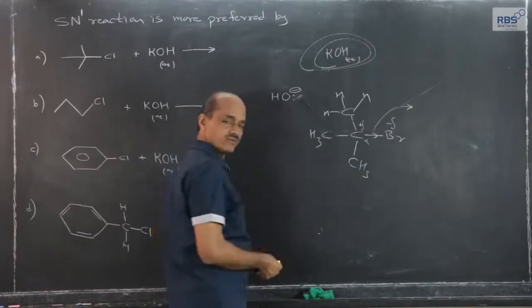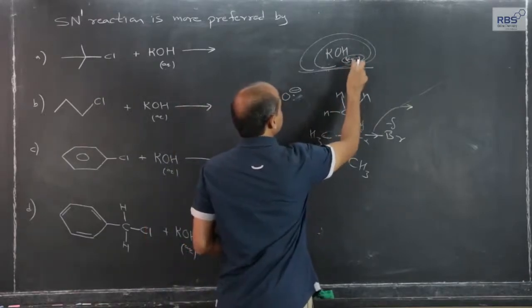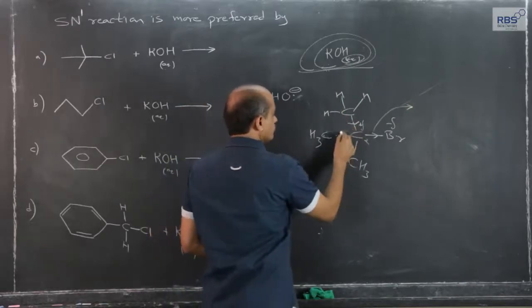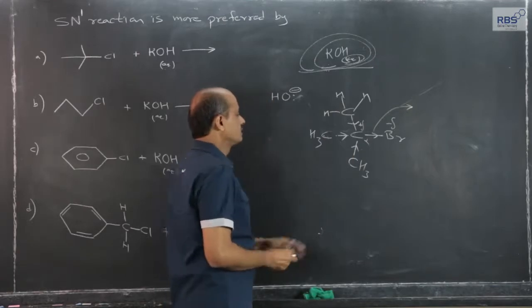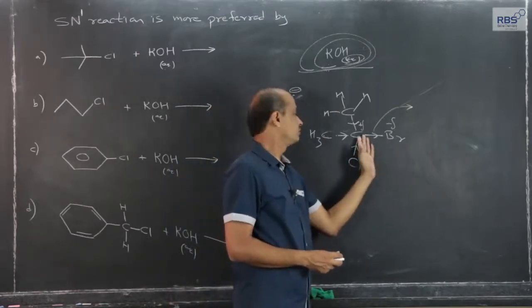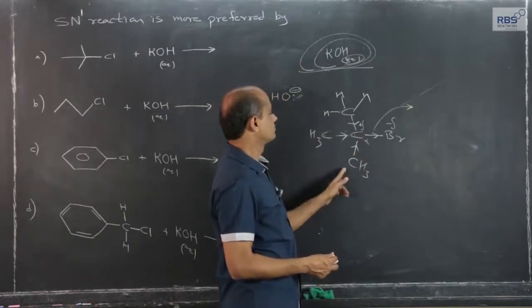In this specific case, since water is used, aqueous, and because of the plus I effect of 3 methyl groups, normally bromine is more electronegative, it pulls the electron density, and the plus I effect of 3 methyl groups.